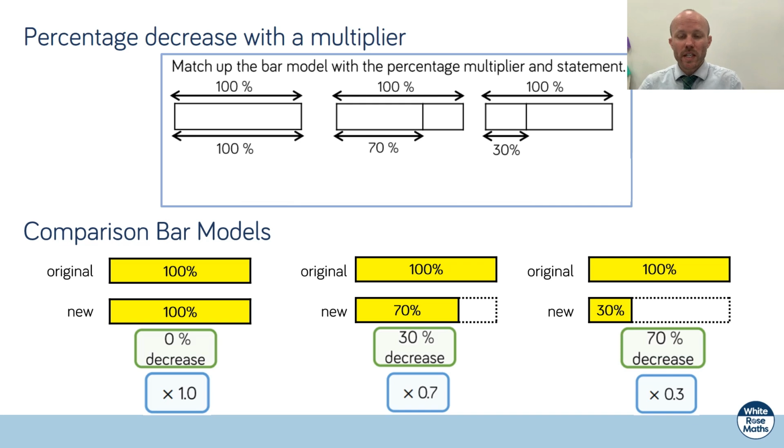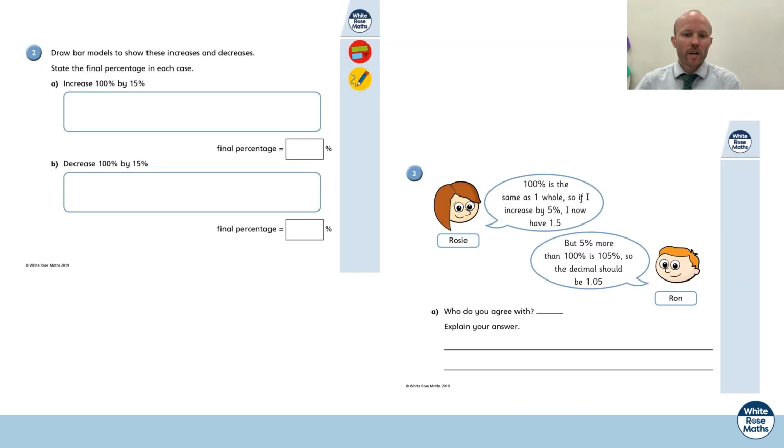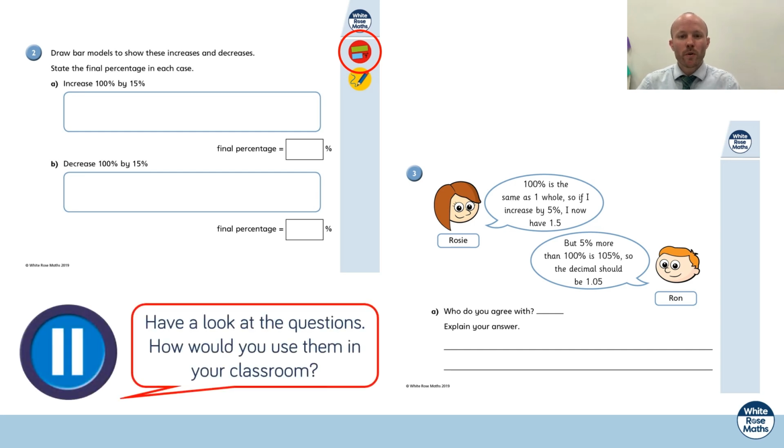There's no context here. There's no drawing for the students. It's just familiarity. And the idea can be explored a little further in our premium resources, where students are asked to work out missing percentages. And in other questions, they are asked to draw bar models, and you can see there's a little logo there to encourage them that a bar model might be useful here. Have a look at those questions and have a think how you'd use them in the classroom.